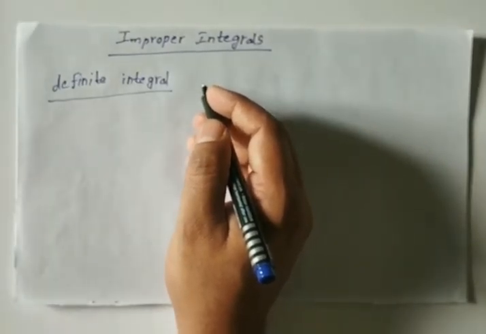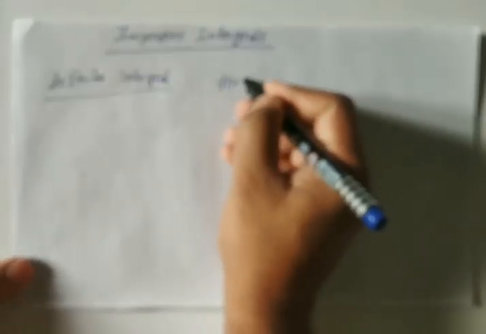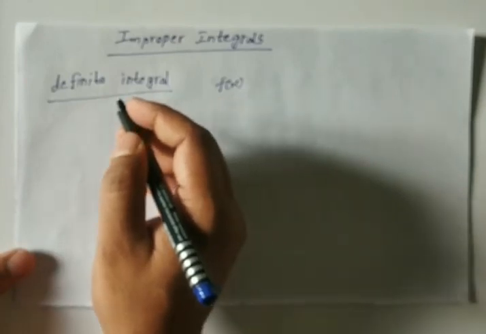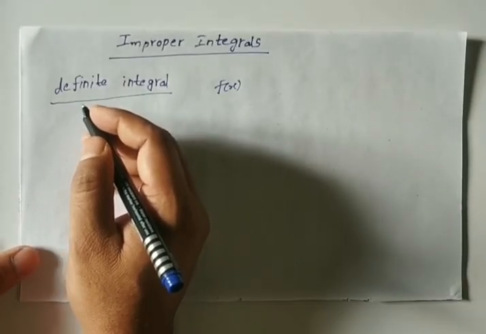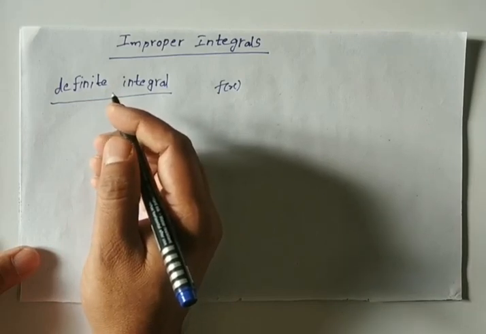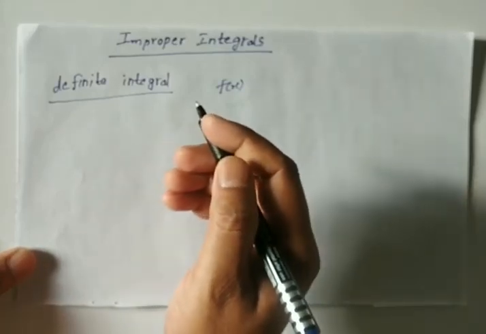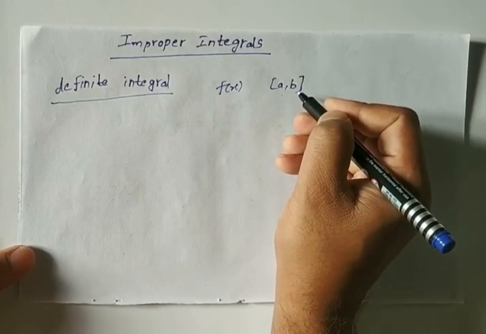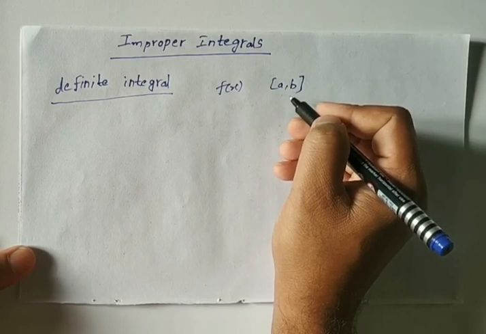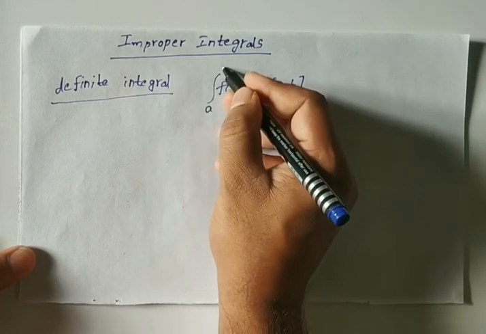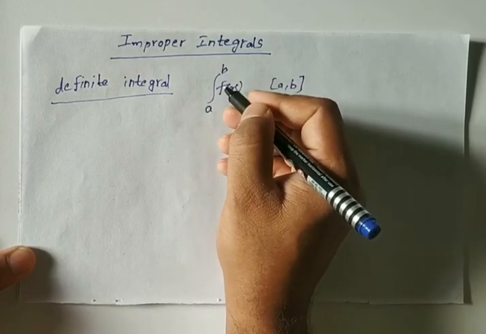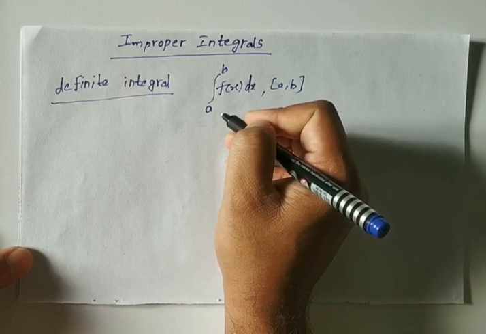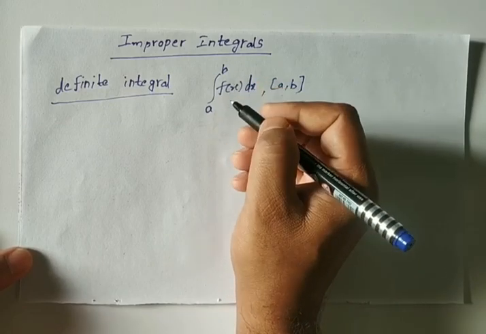Let f of x be a function which is defined and continuous and also bounded on the closed interval a comma b. Then the definite integral from a to b is defined as integral from a to b f of x dx. Here a is called the lower limit of integration and b is called the upper limit of integration.